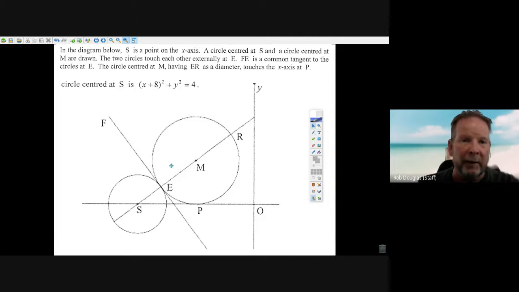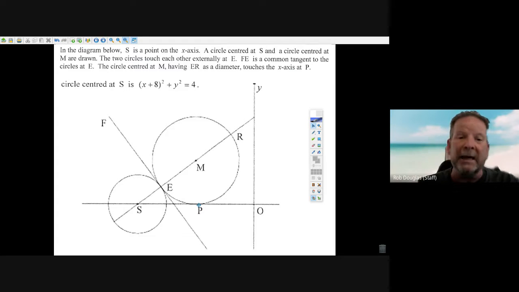Basically, the question gives you the equation of a circle centered at S, this one here. They say that the equation is (x + 8)² + y². That's for S. Now they say there's a bigger circle centered at M, and S, E, M and R are all collinear. FE is a tangent at the point E for both circles. There's the origin. And they say that the circle centered at M, having ER as the diameter, touches the x-axis at P.